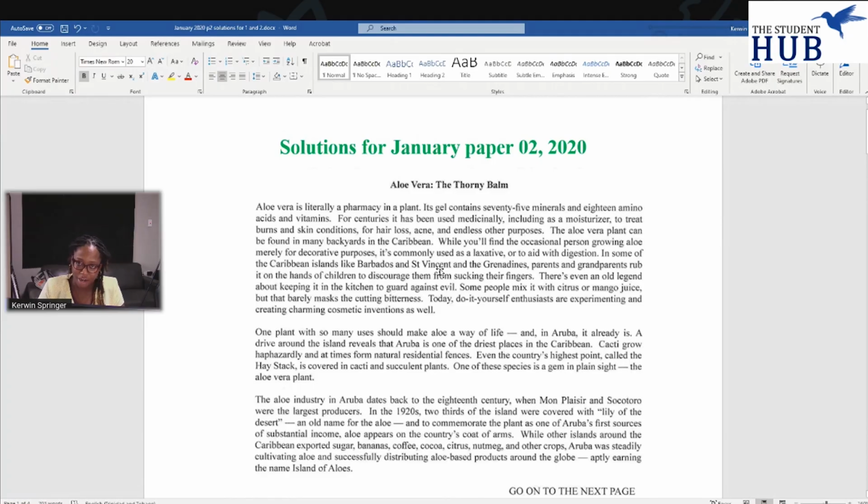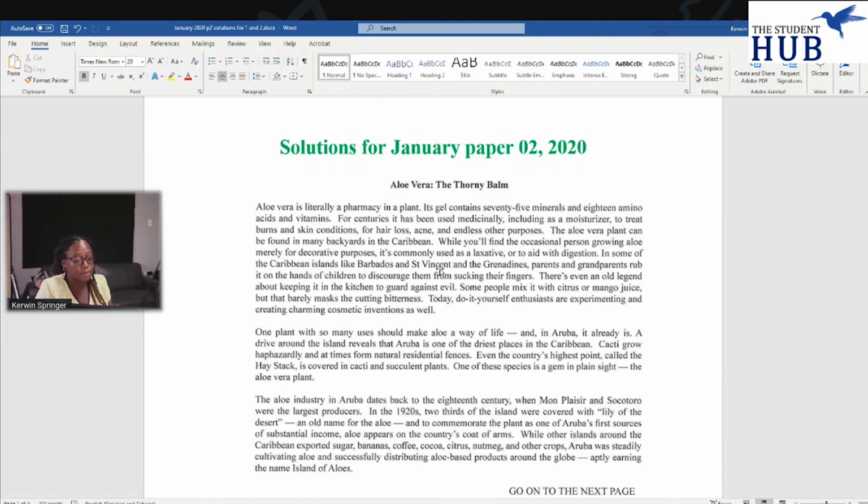Remember, the main idea is the most important thing. You have to be able to ask yourself what is being told here. So in the first paragraph, the many different uses for aloe vera, that is definitely something that you want to keep in mind. You also want to take away from the first paragraph that it is found highly in the Caribbean, and outside of its medicinal and health uses, it also has spiritual or mystical uses, as well as having to do with cutting bitterness and being used in food.